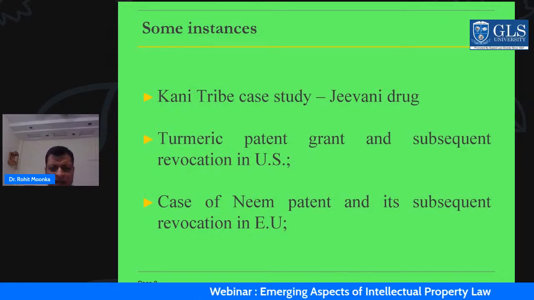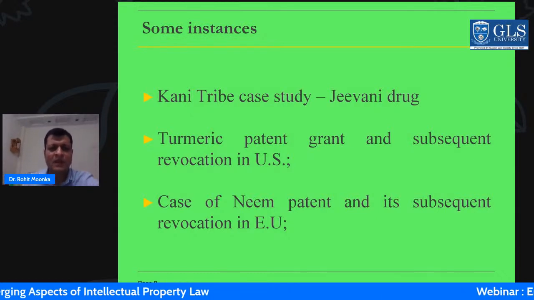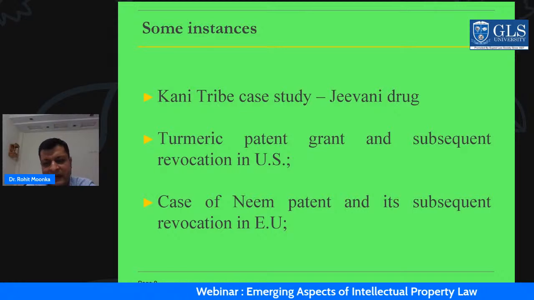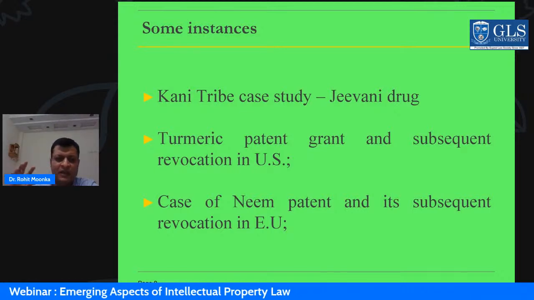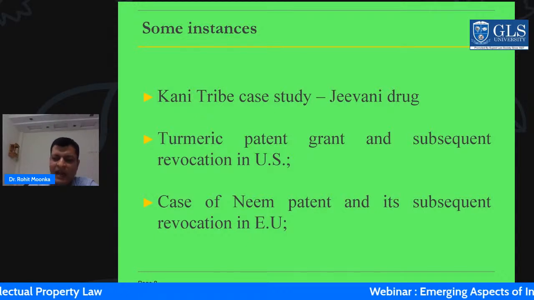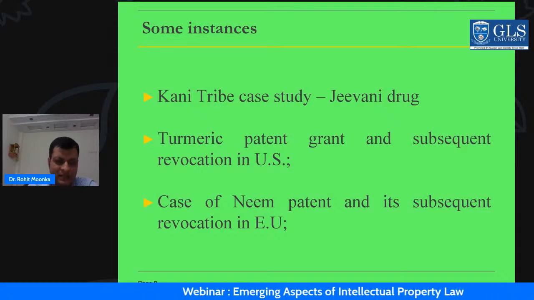So these are the three classic examples. The Kani tribes case is a classic example as far as bioprospecting is concerned. The turmeric and neem cases are classic examples of biopiracy, because here individuals are trying to steal, to misappropriate this knowledge and claim it as if it is their own, which should not be the case.